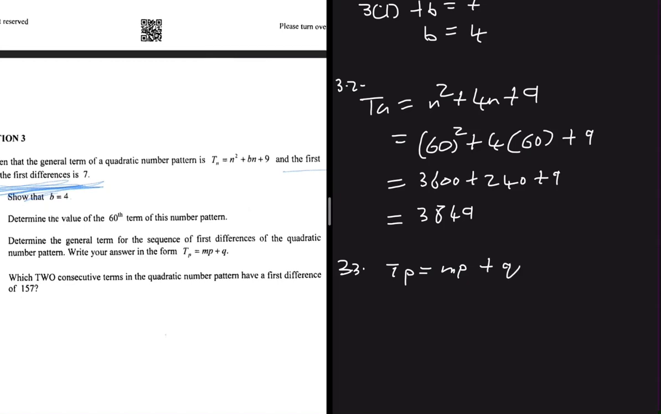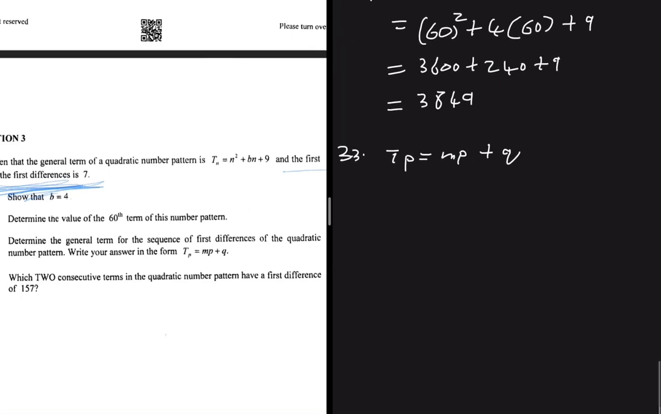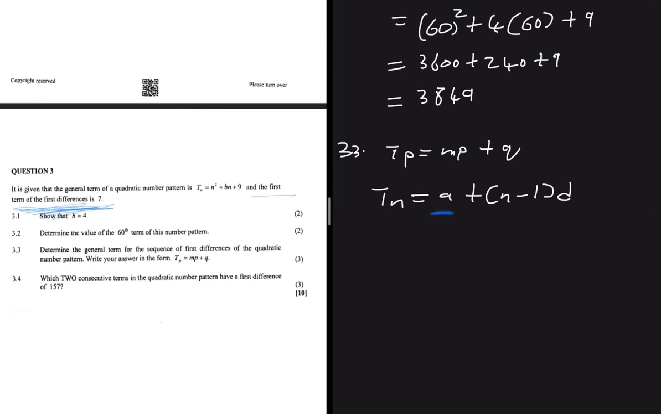So the sequence that is formed by the first differences of a quadratic number pattern is always an arithmetic pattern, right? So we already know that we should have a sequence that has the form Tn is equals to a plus (n minus 1) multiplied by d. a is obviously the first term, right? We know that for an arithmetic sequence, a is the first term. So let's go ahead and find out the first differences created by our quadratic number pattern, right?